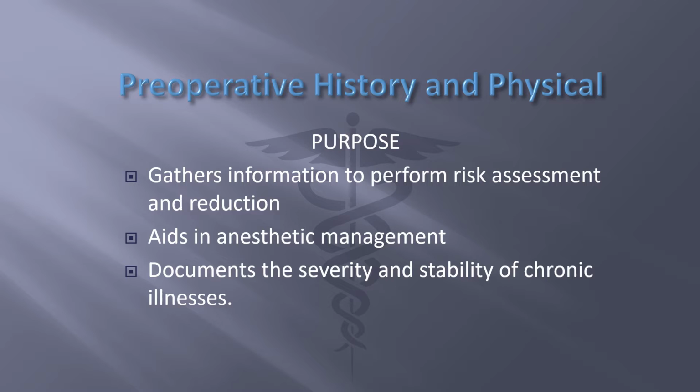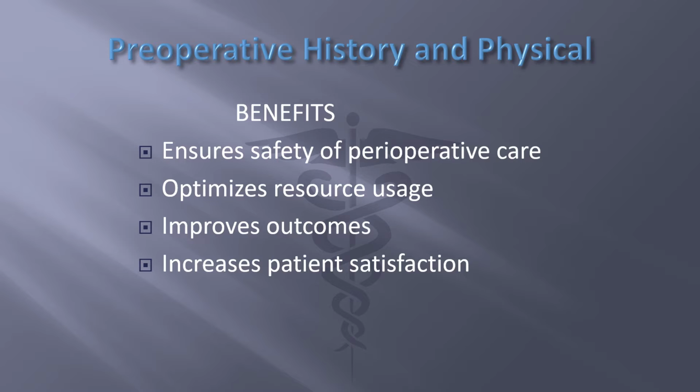Also, the history and physical allows the doctor to look at the severity and the stability of the patient's comorbidities and their chronic illnesses. Do they have COPD? Can we not put them under? So a preoperative history and physical is very important, and we need to have a recent one within 30 days in order to take a patient to surgery.